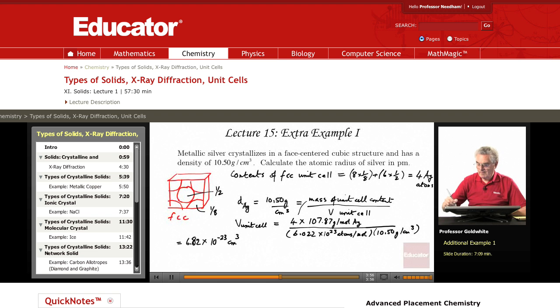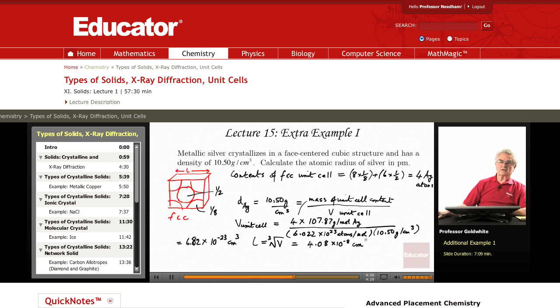Well, let's now think a little further about the unit cell. Let's call the length of the edge of the unit cell L. L equals the cube root of V. And that equals 4.08 times 10 to the negative 8 centimeters. Getting down again to atomic dimensions.